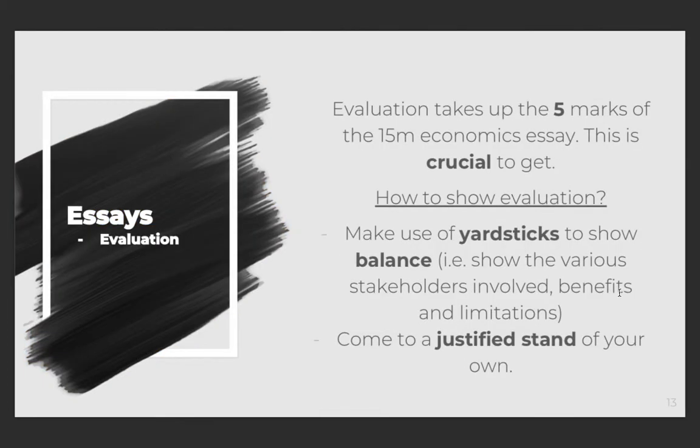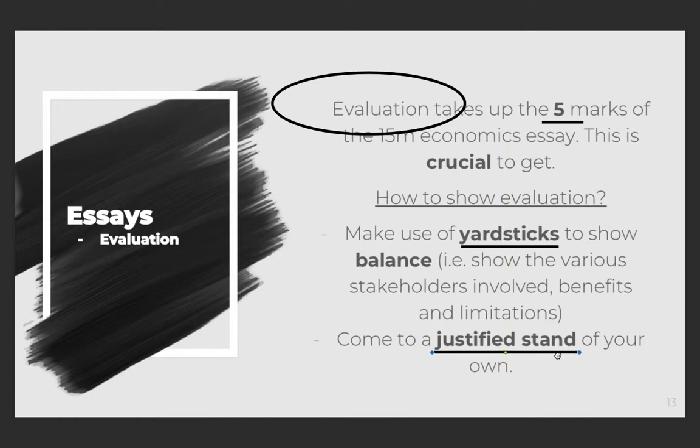So for econs essays, there's also this component of evaluation, which is also very, very important. It takes around 5 marks of the 15-mark essay questions, and this is very crucial. So how to show evaluation? Similar to before, you have to make use of yardsticks to show the balance. For example, show the various stakeholders involved, the benefits and limitations. So compare them and weigh them, and then after that, come to a justified stand of your own.